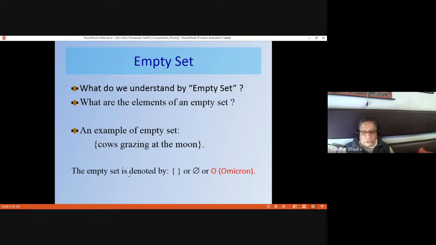The empty set is defined by such a symbol, there is nothing there, or by this symbol, then by this symbol in our textbook. And interestingly, when we are talking of COVID, Omicron is another symbol used for the empty set. I don't know whether you know about it or not. Now we are in the Omicron season, so Omicron is the empty set. So you don't have to be frightened of Omicron because it's an empty set. There is nothing. Don't be afraid of Omicron.